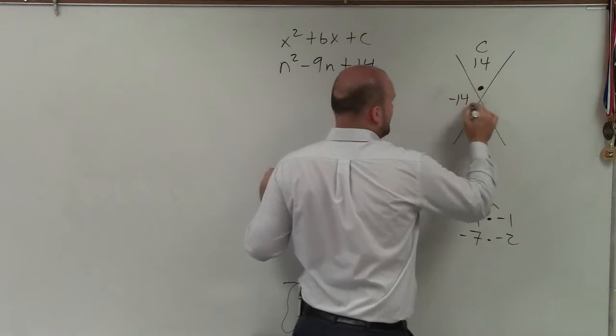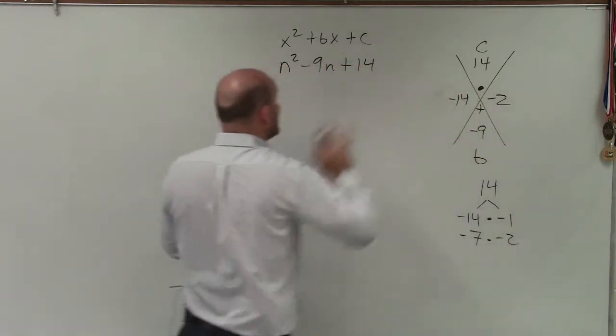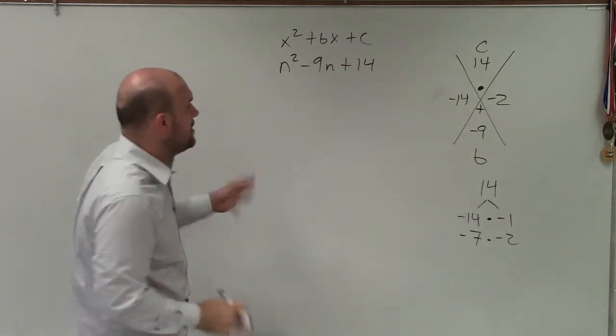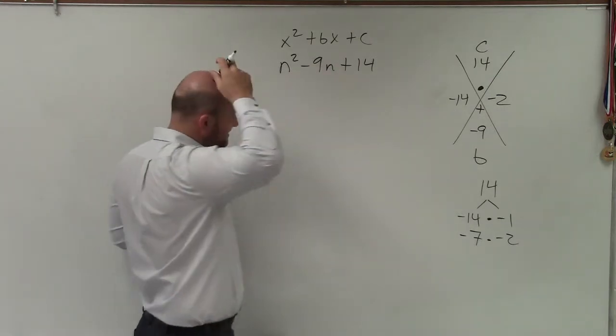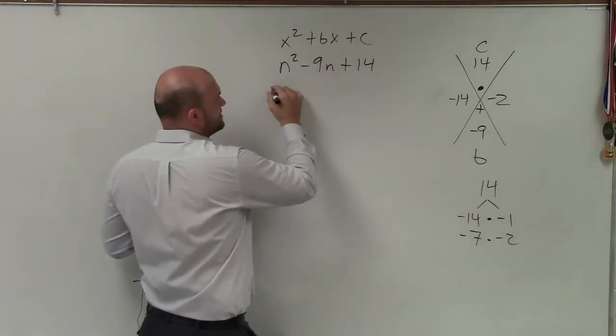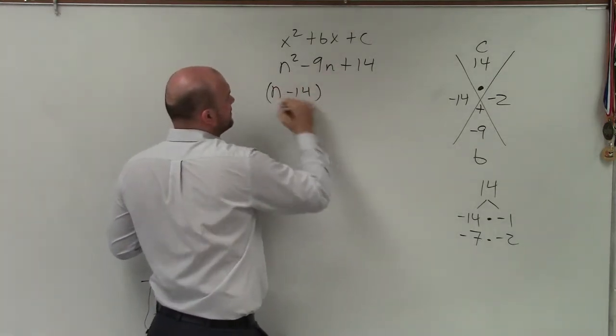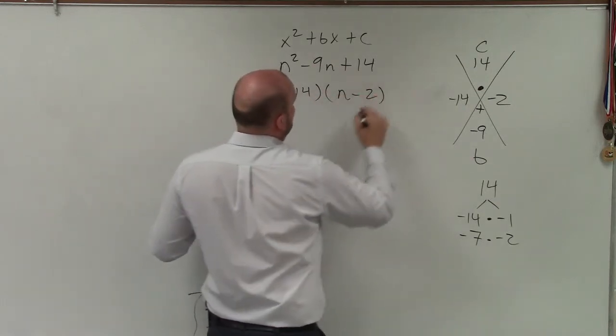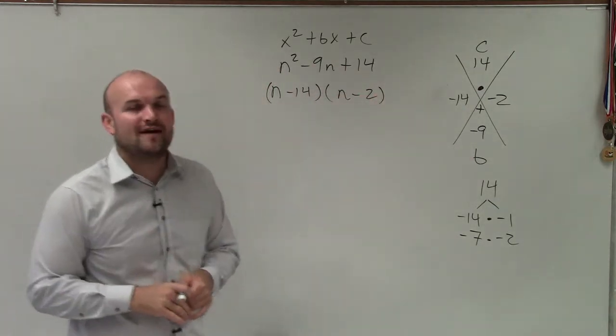So therefore, I write negative 7, negative 2. And now, I can just write those in as my factors as x minus 7 times x minus 2. And there you go, ladies and gentlemen. I have now factored my expression.